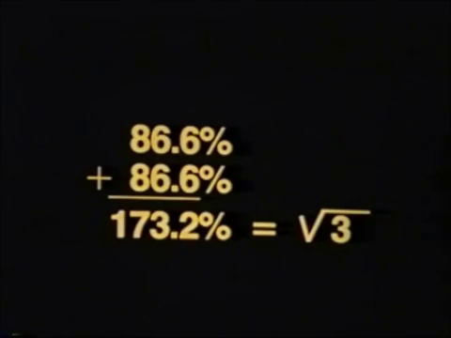The sum of two phases at 86.6% of their maximum value equals 173.2%, or the maximum value of one phase times 1.732, which is the square root of 3.